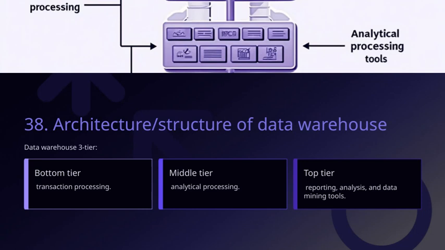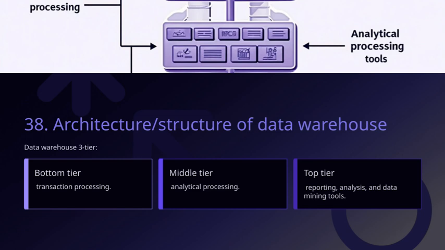Now, let's take a closer look at the architecture and structure of a data warehouse, specifically the three-tier model. At the top, we have reporting, analysis, and data mining tools. These are the interfaces and applications that end users and analysts use to extract insights, generate reports, and perform complex data analysis. They're the tools that help us turn raw data into actionable information.